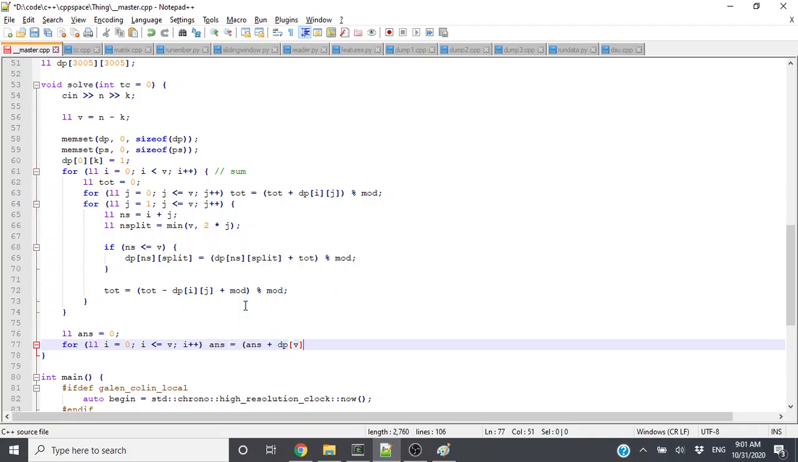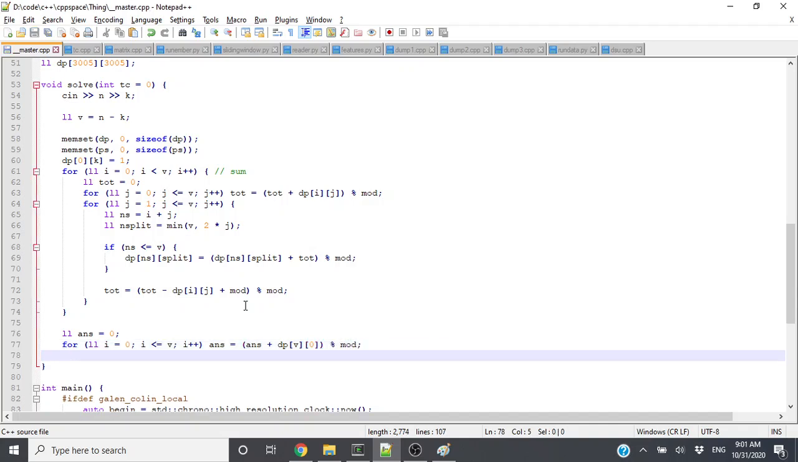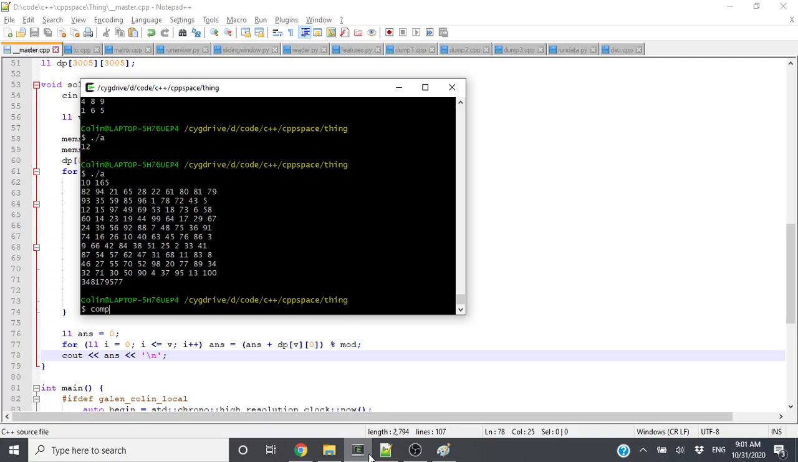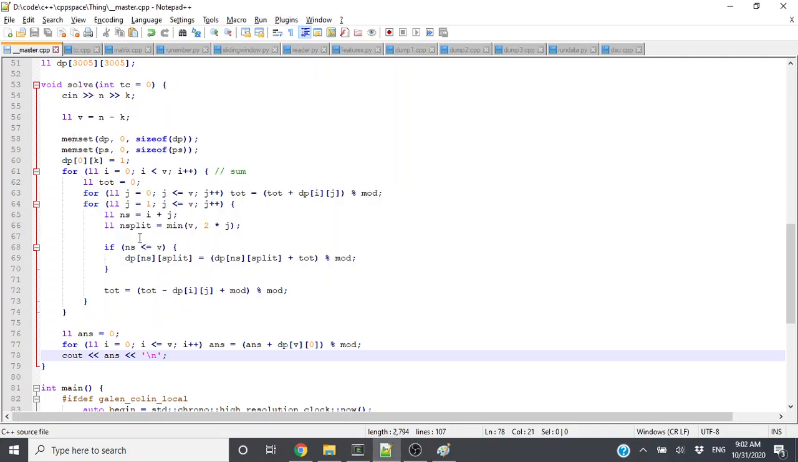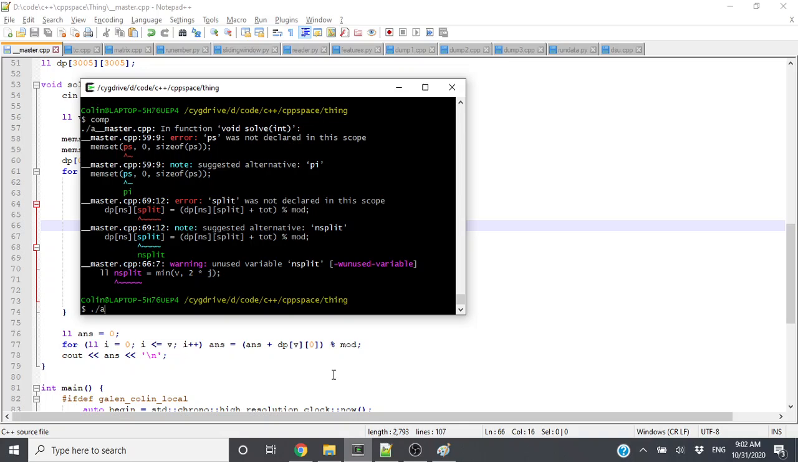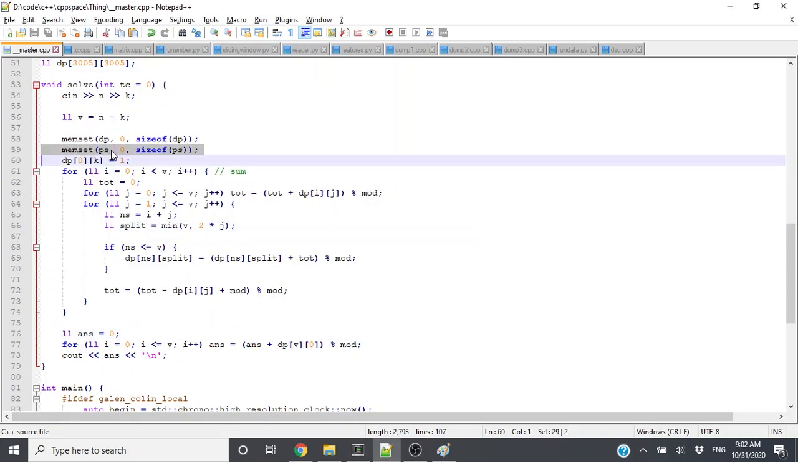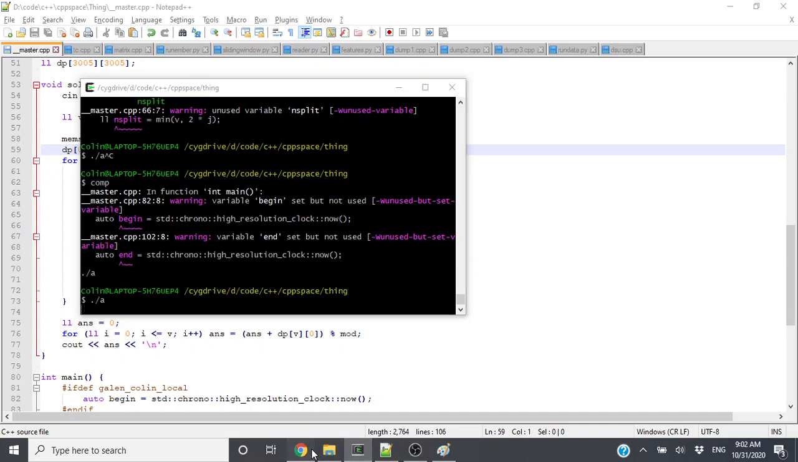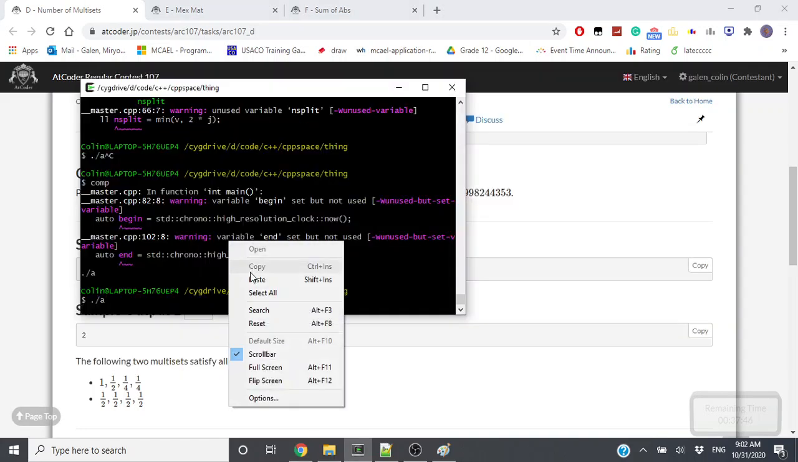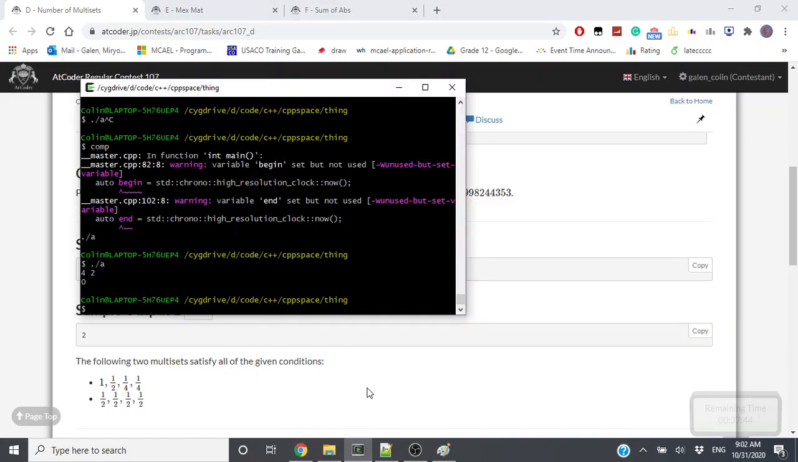DP V 0. We treat anything that's greater than or equal to V as the same just because it doesn't matter. The sum must be at most V, so we'll assume we only care about at most V elements. And I change my program in the middle of writing it. No way this works first try, but we'll give it a shot. Okay.